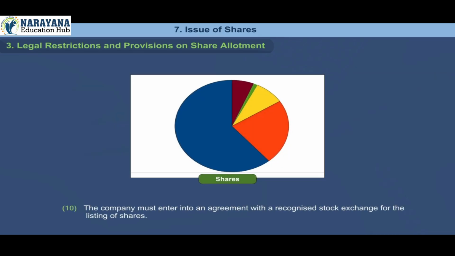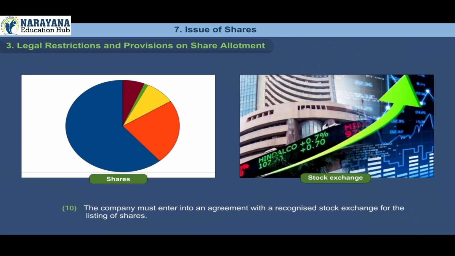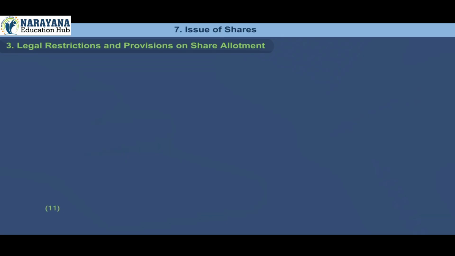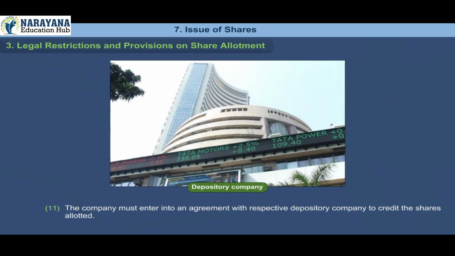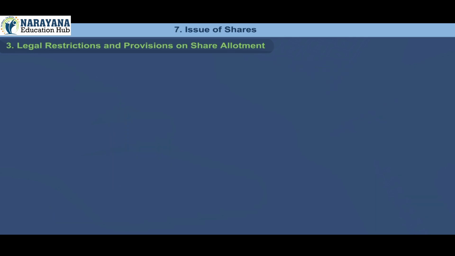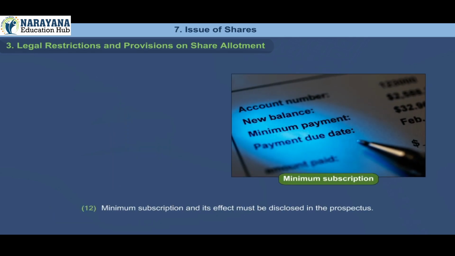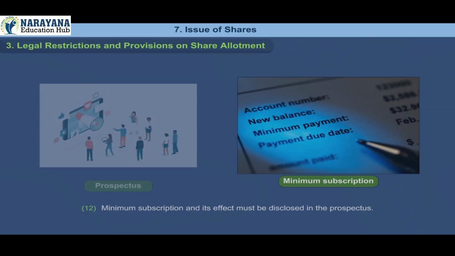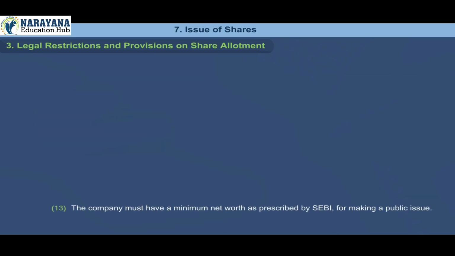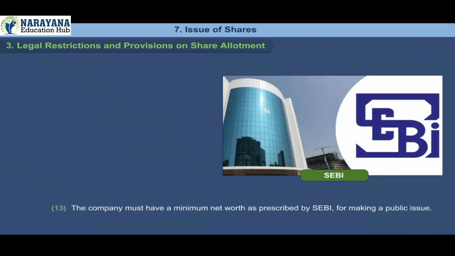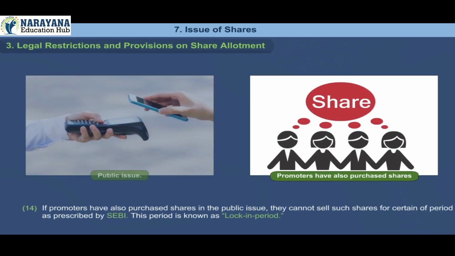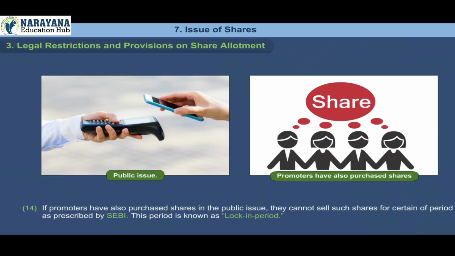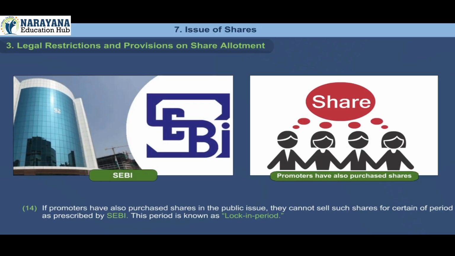10. The company must enter into an agreement with a recognized stock exchange for the listing of shares. 11. The company must enter into an agreement with respective depository company to credit the shares allotted. 12. Minimum subscription and its effect must be disclosed in the prospectus. 13. The company must have a minimum net worth as prescribed by SEBI for making a public issue. 14. If promoters have also purchased shares in the public issue, they cannot sell such shares for a certain period as prescribed by SEBI. This period is known as lock-in period.